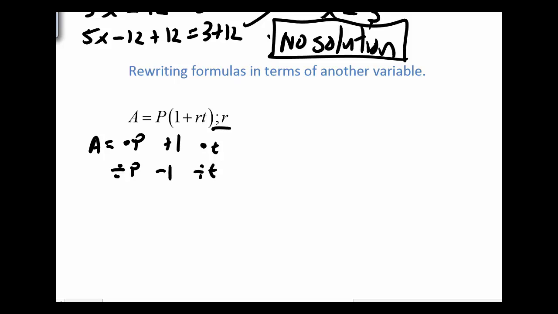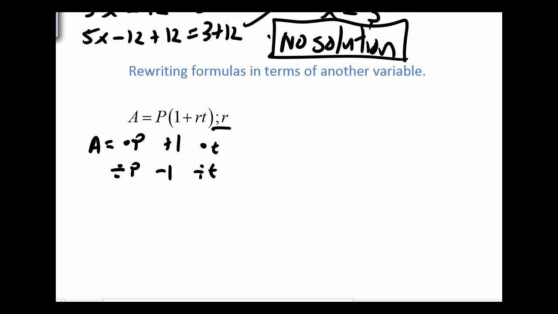Okay, and so notice what we did here. We sort of made a game plan for how to get access to that variable. And that'll work in this case because r is buried deep inside a set of parentheses, and it's buried deep inside a product. So like layers of an onion, I have to undo each layer to isolate the variable appropriately.